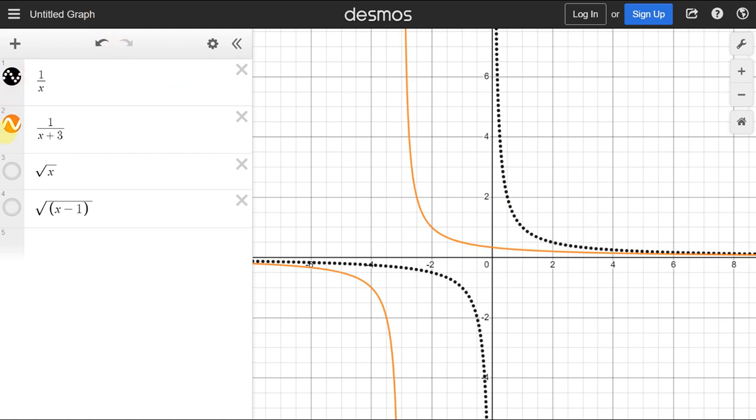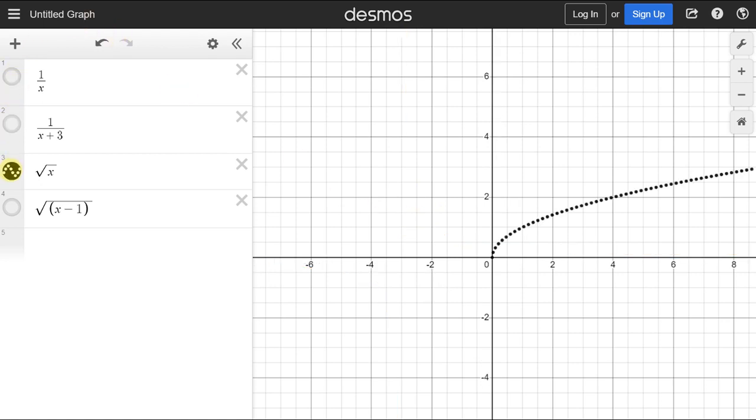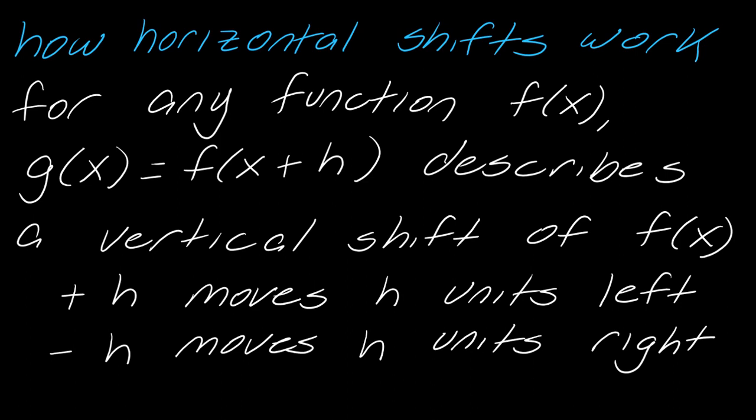Okay, so we're feeling better about this. Or let's look at the square root of x. If I have the square root of x minus 1, is it going to move left or right? Should move to the right. Boom. Yep, totally works that way. So, how horizontal shifts work: if you have some function f of x, and g of x equals f of x plus h, I always think of this as adding a number inside of the function. This describes a horizontal shift of f of x, where plus h moves the function h units left, and minus h moves it h units right.